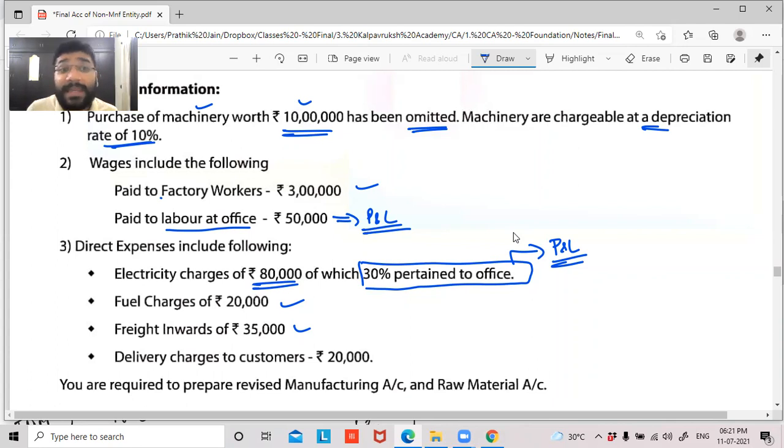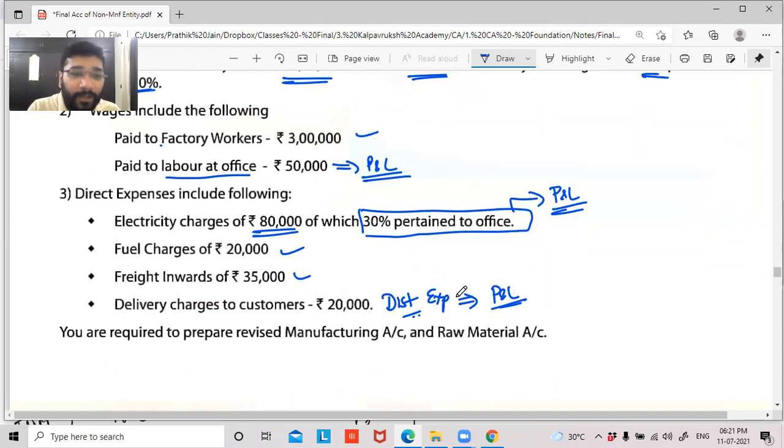Delivery charges to customer, distribution expenses. Where will this go to? This is distribution expenses. Selling, distribution, administration expenses. Where does it go? P&L, sir. It is supposed to go to the P&L account, but they have recorded it in the manufacturing account. See, you're required to prepare the manufacturing account and raw material account. These are the two accounts which they are asking us to prepare.